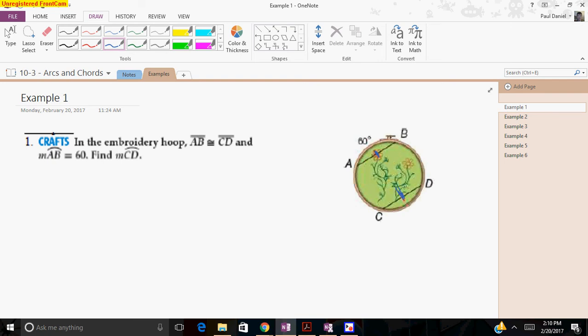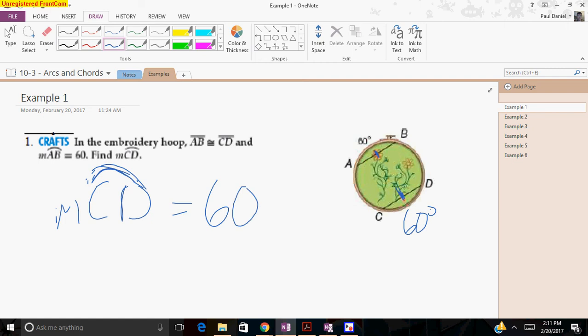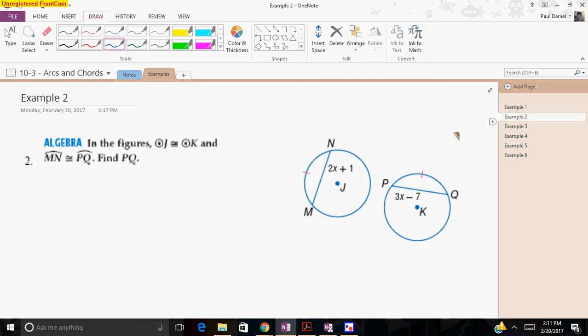We learned that if the chords are congruent, then the measure of their arcs is also congruent. So that means the measure of CD's arc must also equal 60 degrees. Amazing, right? So now that we have that, that was a nice, simple beginning example. All right, let's go talk about example 2. This one came out a little bit cleaner.